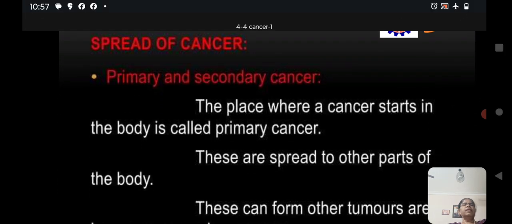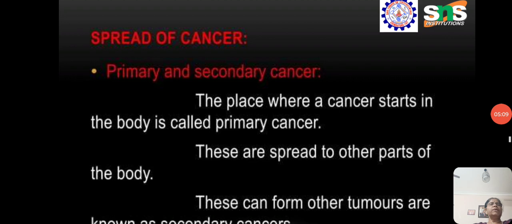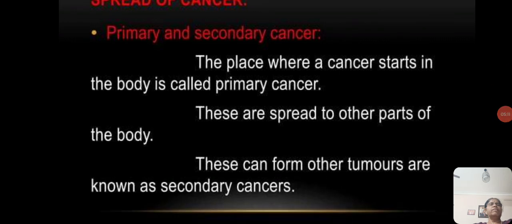Primary and secondary cancer. The place where a cancer starts in the body is called primary cancer. These can spread to other parts of the body. They can form other tumors that are known as secondary cancers. So the starting place we call primary cancer, where further the primary cells spread the tumor into secondary cells.